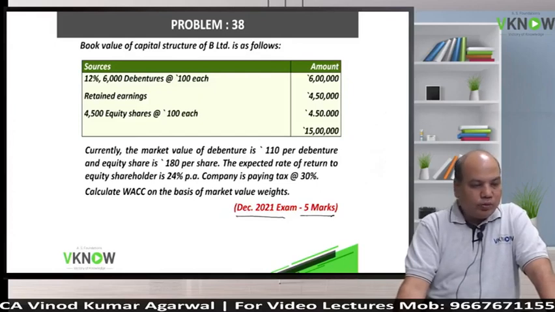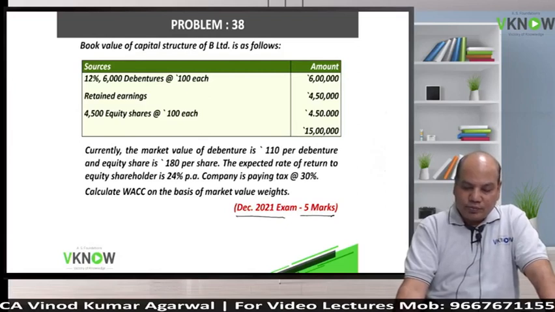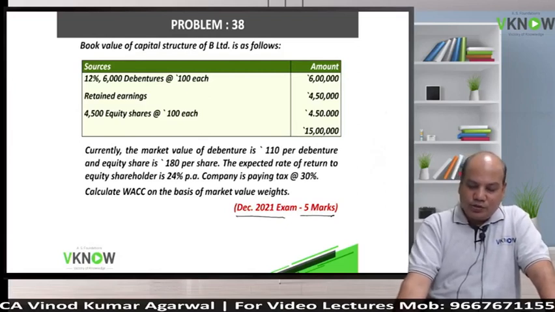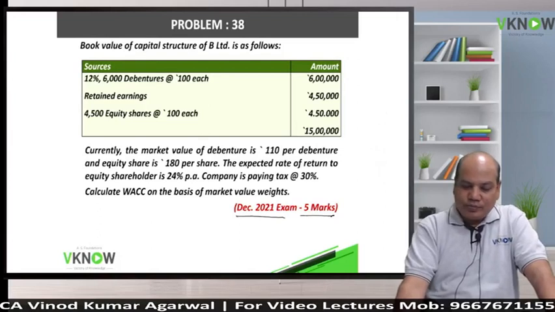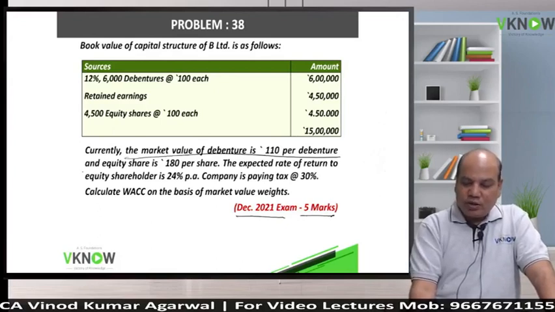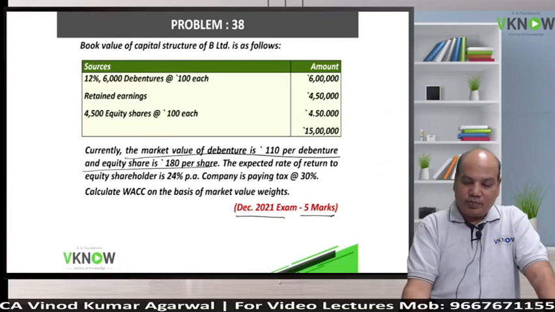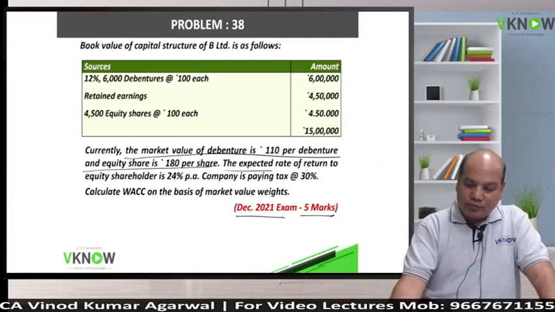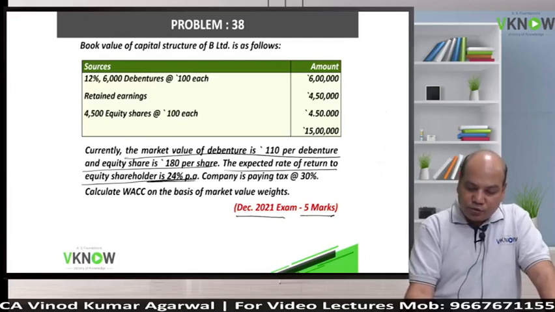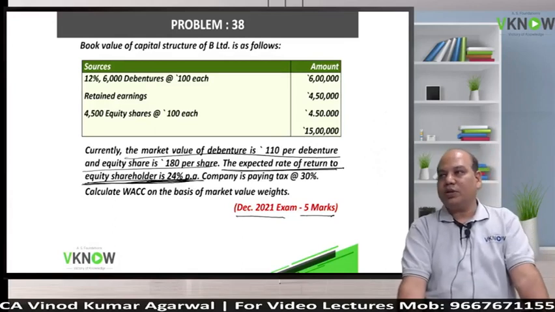Book value of capital structure of B Limited is as follows. 12% 6,000 debentures of 100 rupees each. Retained earning, equity shares of 100 rupees each. Currently the market value of debenture is rupees 110 per debenture, and the market value of equity share is 180 per share. Expected return of equity shareholder is 24%. Expected rate of return of equity shareholder is 24% per annum.